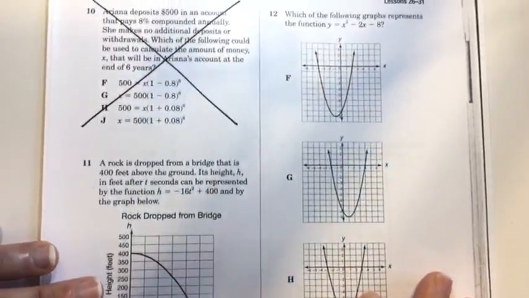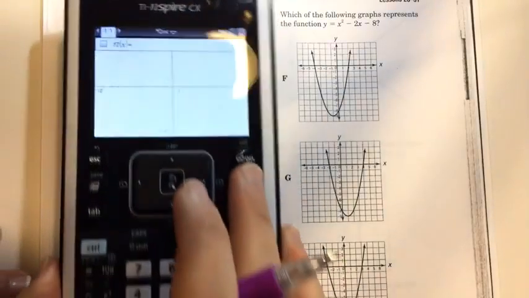All right, number 12. There goes Ruby being noisy again, sorry.